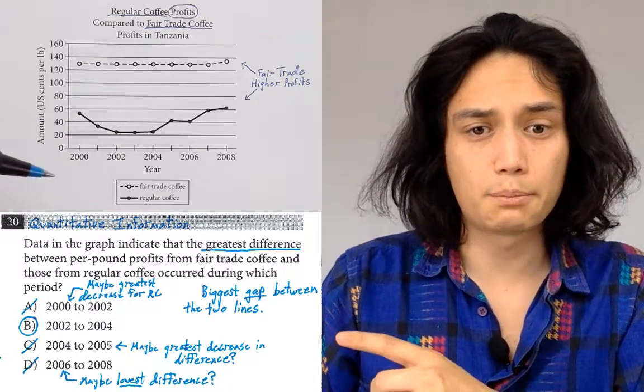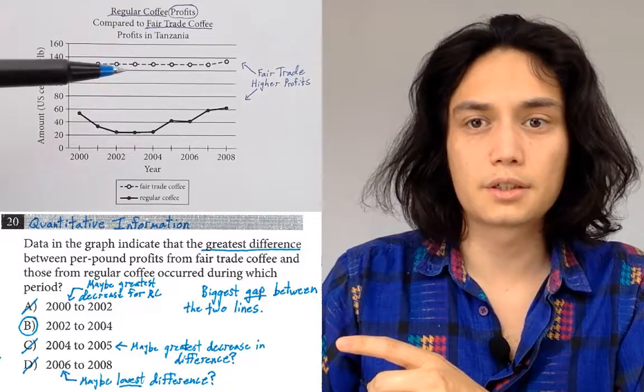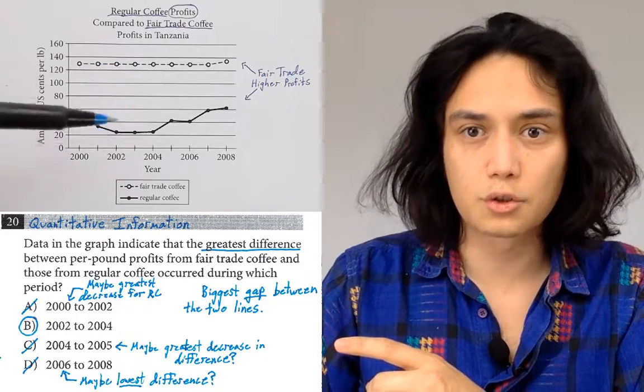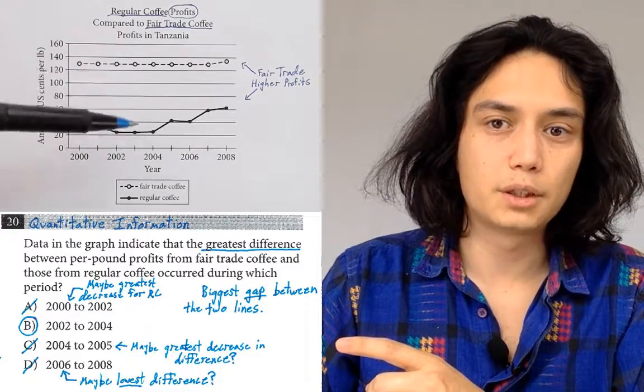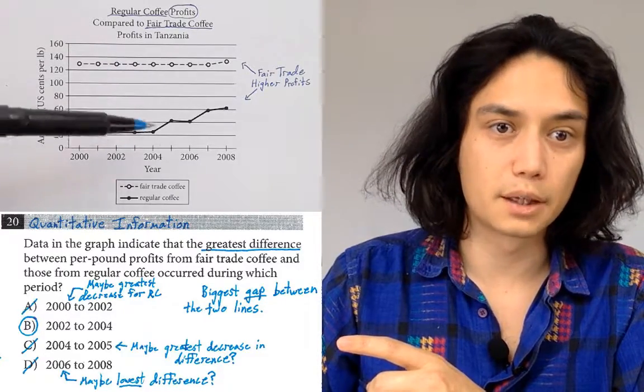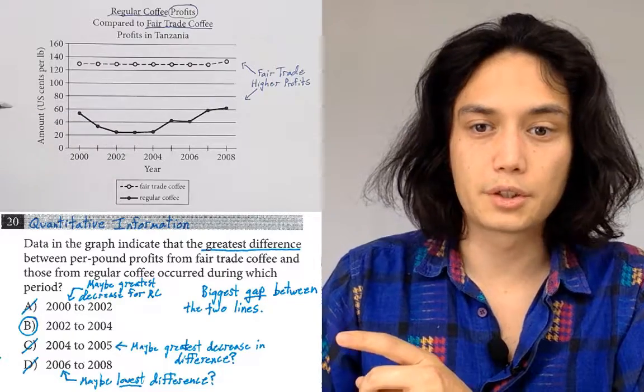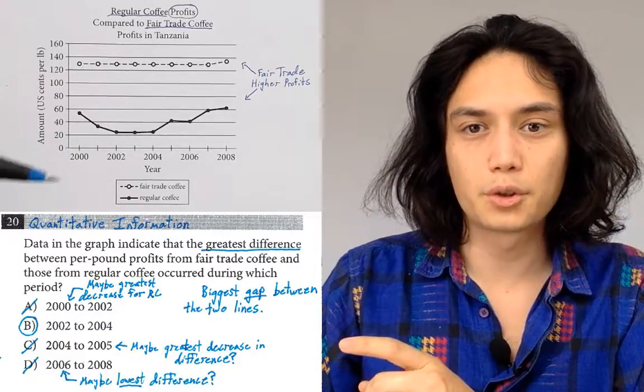Right. Answer choice B is our right answer because the years 2002 to 2004 are the years for which the gap between these two lines is biggest. All right. Answer choice C, from 2004 to 2005.